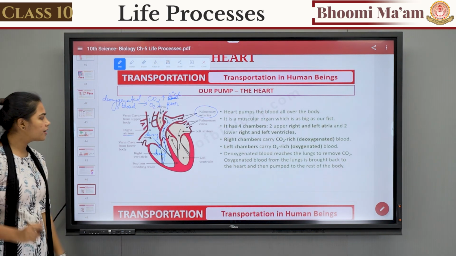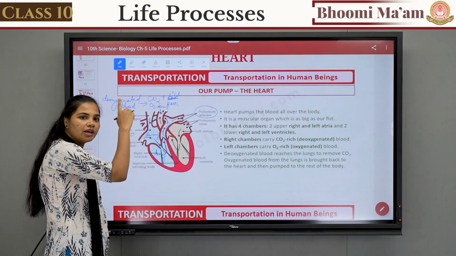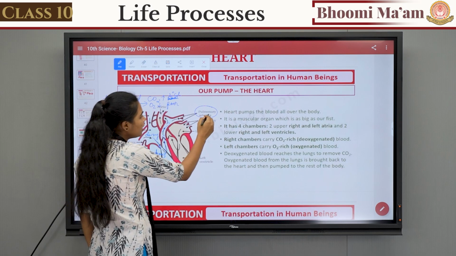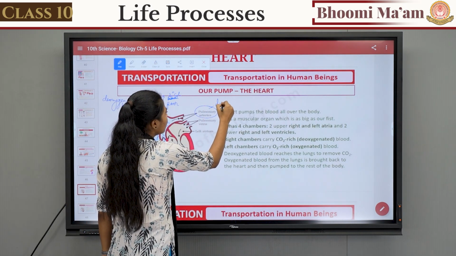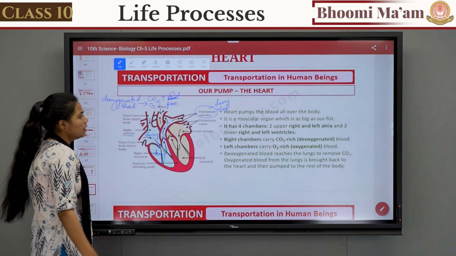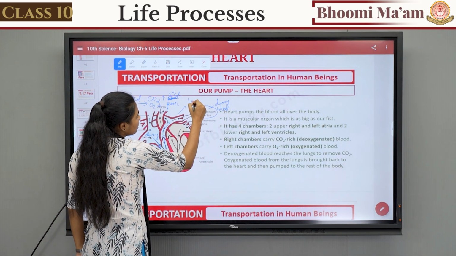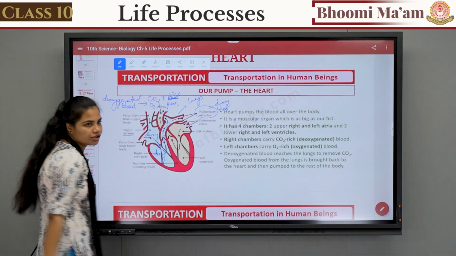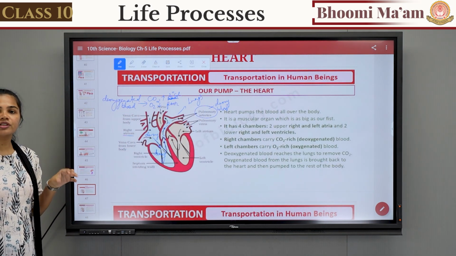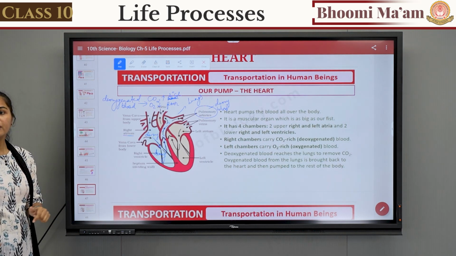So this pulmonary artery carries the deoxygenated blood from the right ventricle to the lungs via this pulmonary arteries. It carries what? Deoxygenated blood. Fine. Then this deoxygenated blood goes to the lungs for the oxygenation. Then as the blood gets oxygenated, it needs to again carry towards the which part of the heart? Left part of the heart.